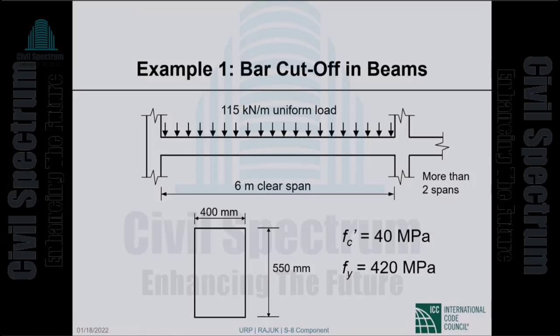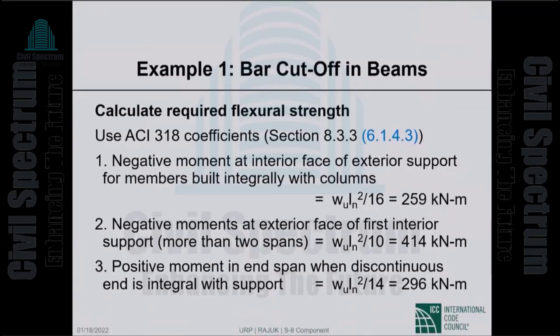400 by 550 is the section dimension. Concrete strength 40 MPa, and the steel strength is 420 MPa. We are going to use the ACI moment and shear coefficients given in section 8.3.3. And those coefficients look very crude, but they are not bad at all.